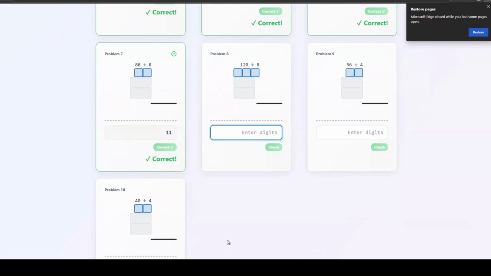120 divided by 8 is, so 8 times 12 is 96. 96 plus 8. 120 divided by 8 is 14. I mean 13. Not 13. 15.